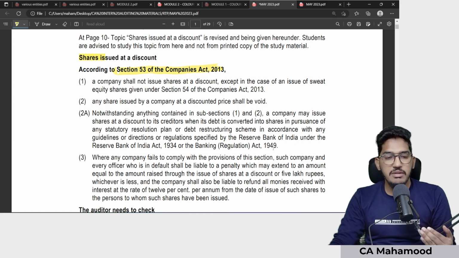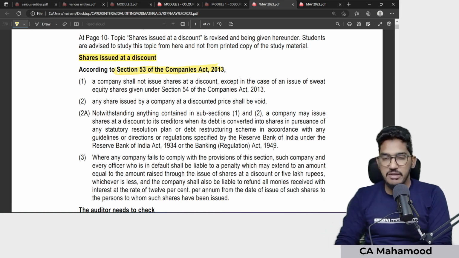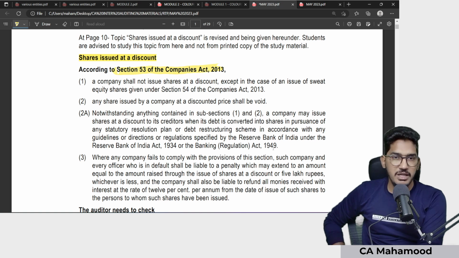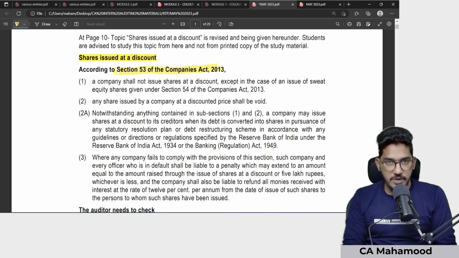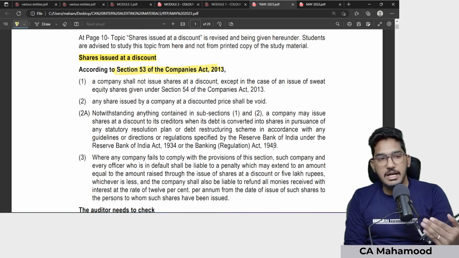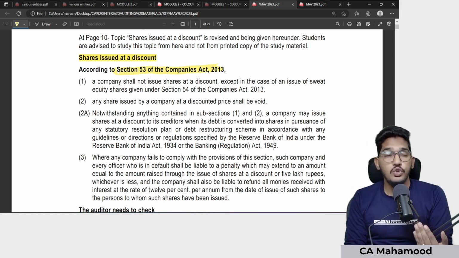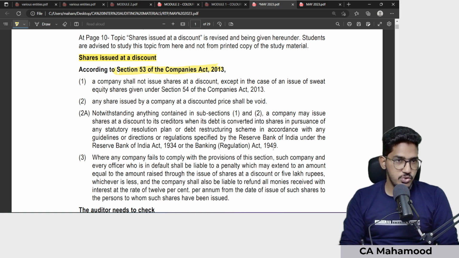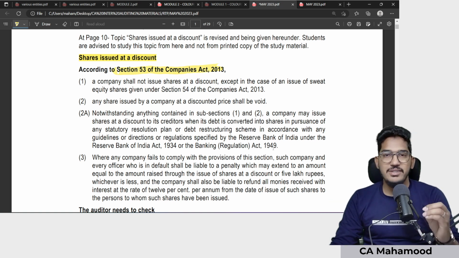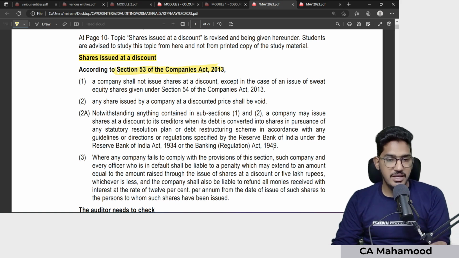This is basically why Section 53 will be relevant for us, why a law related section will be relevant for auditors. This forms part of the audit of items of the financial statements. So if they ask you the question, as an auditor, how would you verify the shares which are issued at a discount? This particular thing you are supposed to write here. Let us see what Section 53 of the Companies Act says regarding issue of shares at a discount.